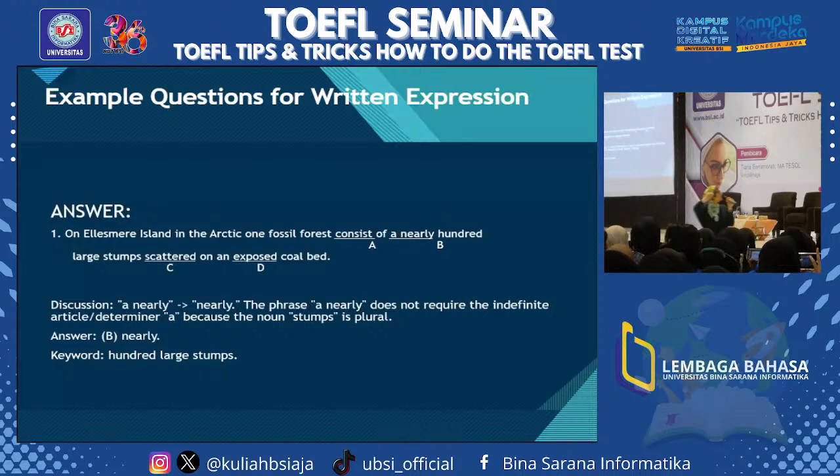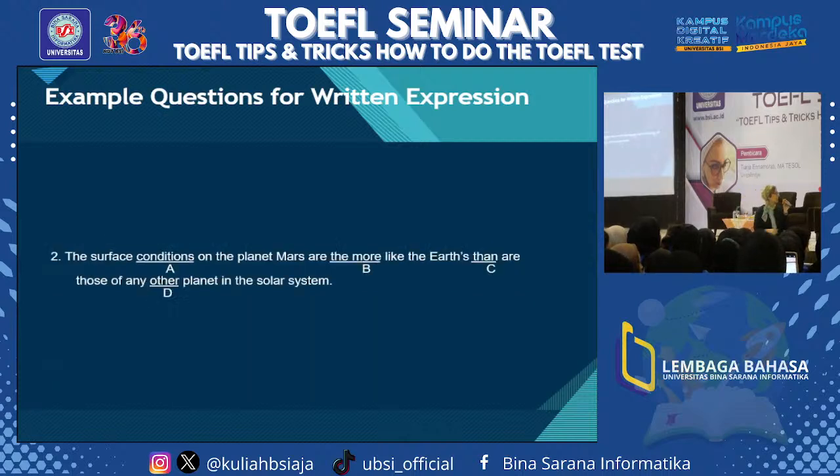On Ellesmere Island in the Arctic, one fossil forest consists of nearly 100 large stumps scattered on an exposed coal bed. Nearly 100, not a nearly 100. So it's a tiny thing. One letter is wrong. But if you can find it, that's what they're looking for. Okay, next slide, please. Okay, let's try another one. They are tricky. This is something that you do see more of with practice, okay?